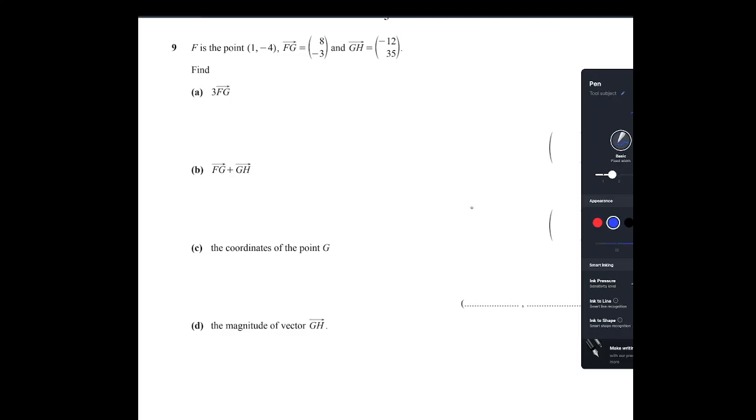In 8th question, 9th question now. F is the point (1, -4), FG is (8, -3), and GH is (-12, 35). Find 3FG. So 3FG is 3 multiplied with the vector FG. So 3 into FG is already given, (8, -3). So 3 into 8 is 24, and 3 into minus 3 is minus 9. This is the answer.